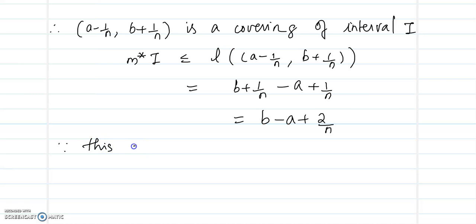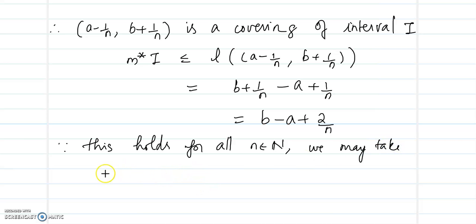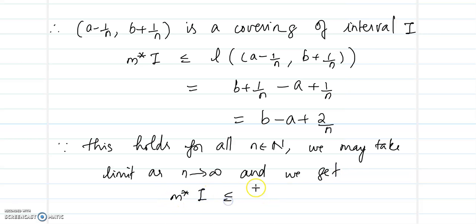So since this holds for all n belonging to N, we may take the limit as n tends to infinity, and we will get m star of I less than or equal to b minus a. As n tends to infinity, the limit of 2 by n will be 0, so that will be equal to b minus a.